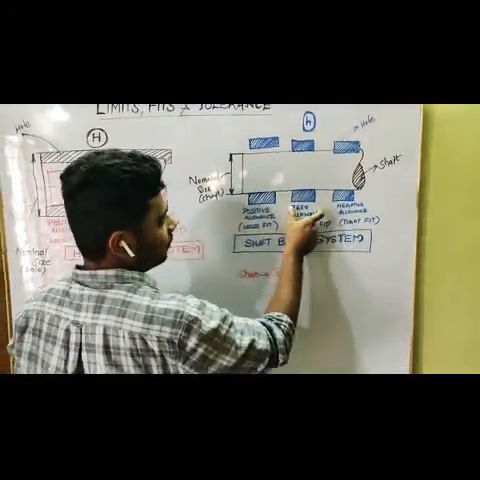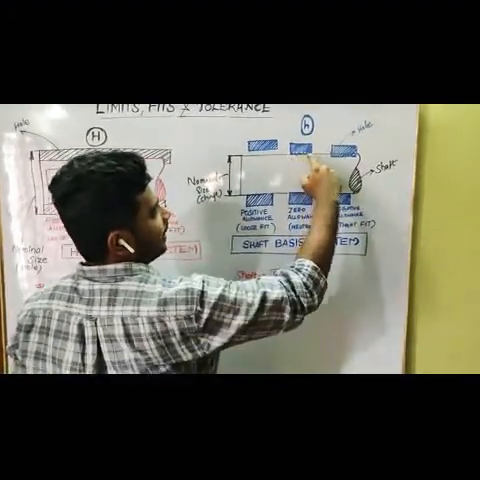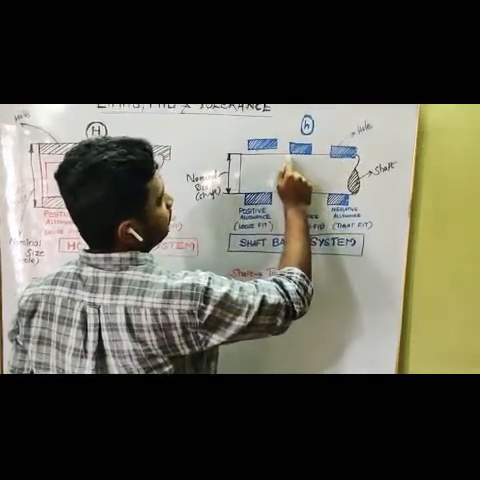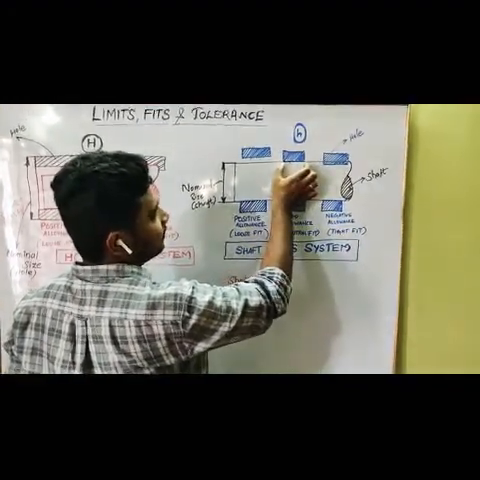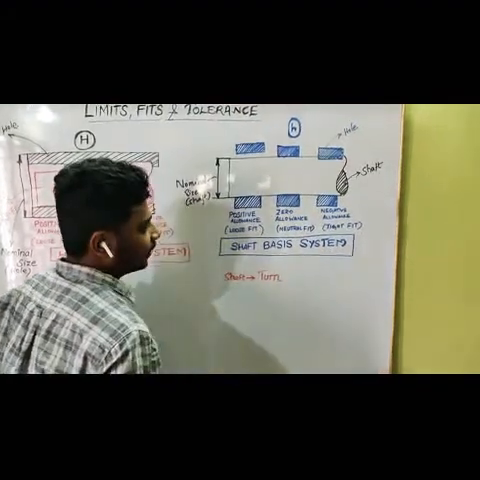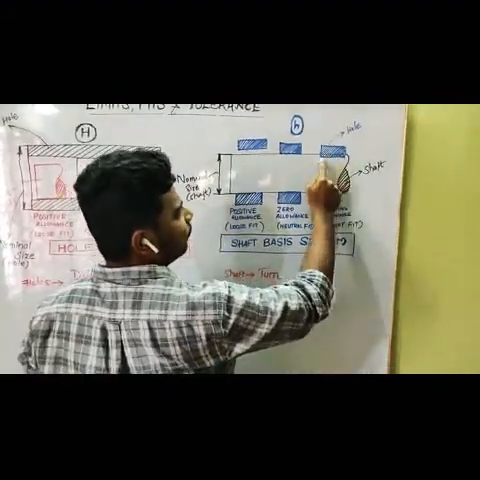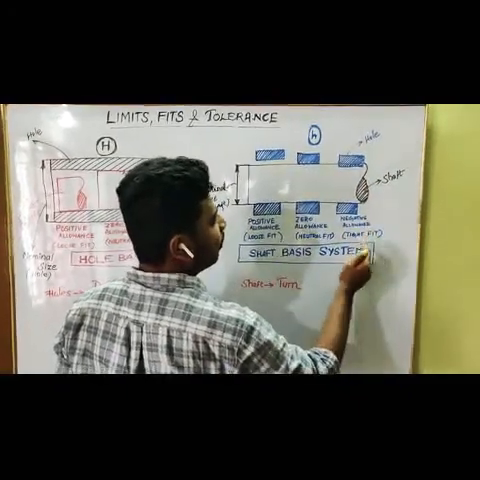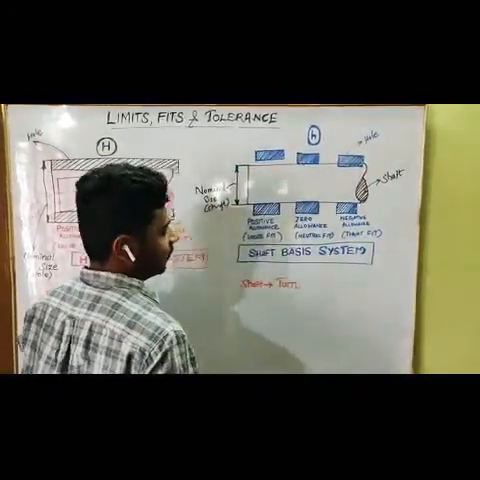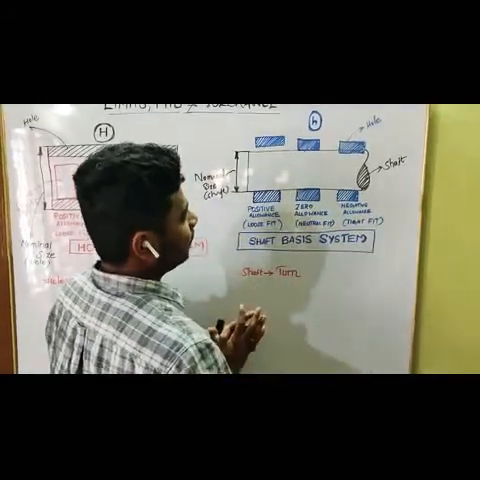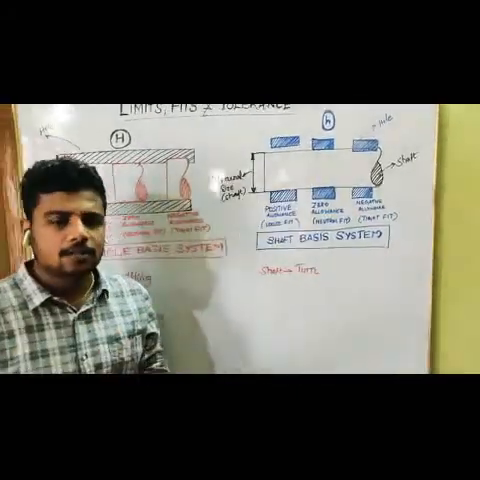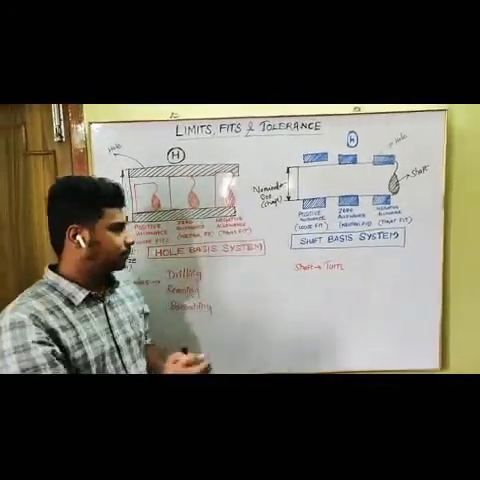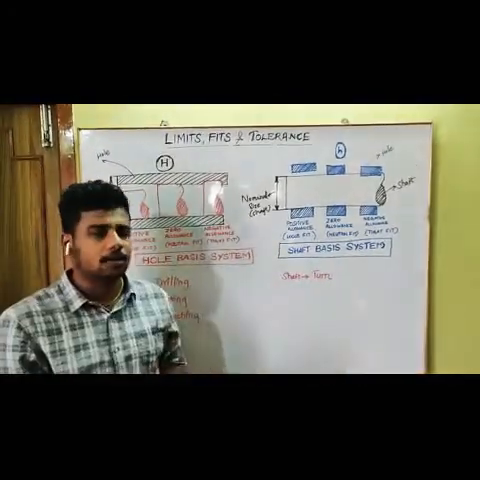In the same way for zero allowance, the lower deviation of the hole and the upper deviation of the shaft match exactly, mating exactly the same. That is called a neutral fit. In the same way, when the hole is interfering with the upper deviation of your shaft, that is called a negative fit, or it is also called a tight fit. So this comes under the shaft basis system. These are the two basis systems available for selection: one is the hole basis system and one is the shaft basis system.